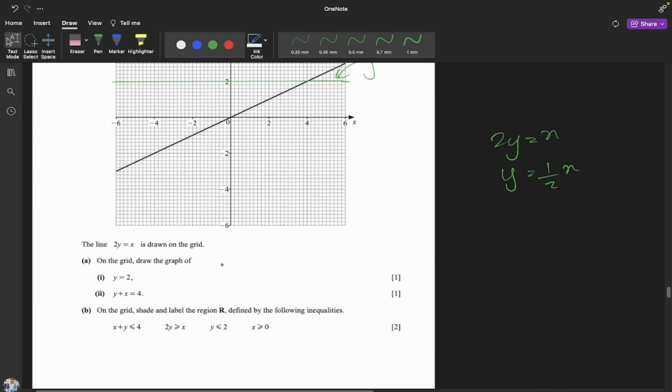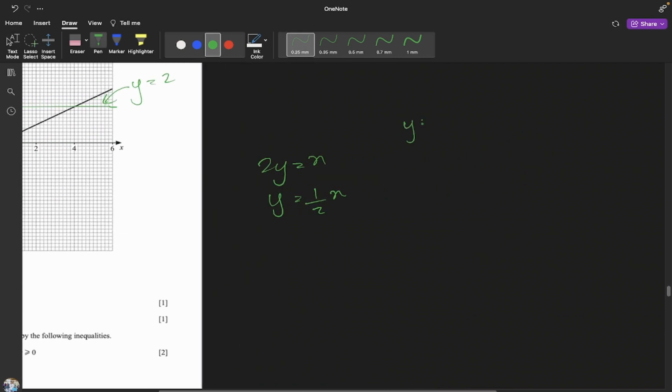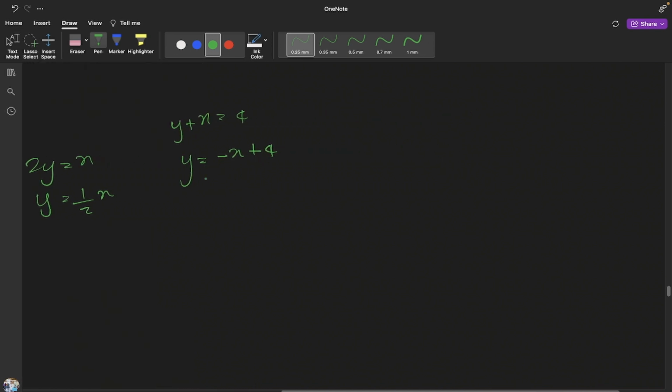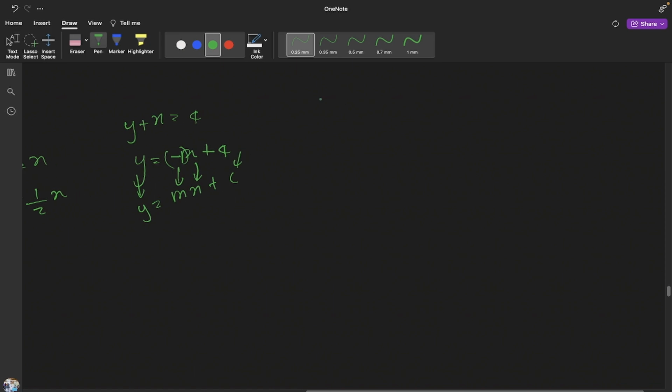Okay. Next one. y plus x equals 4. You have to make y the subject. y equals minus x plus 4. Remember, in y equals mx plus c, in c's position 4 is there, x is there, in m's position minus 1 is there, and y is there. So the gradient is minus 1.